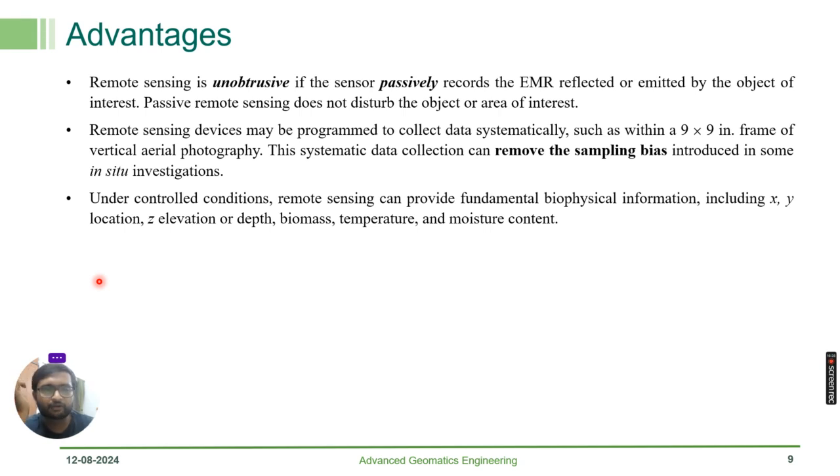So when we talk about remote sensing, it will exclude all those sampling biases, which come because of human error, or the site not being accessible, or any other particular reason. Then we have controlled conditions. We can collect X, Y, and Z data, where the Z data can be anything like elevation, depth, biomass, temperature, moisture content, rainfall, soil moisture. So it can be anything which is varying spatially in nature. We can measure that using remote sensing data sets.